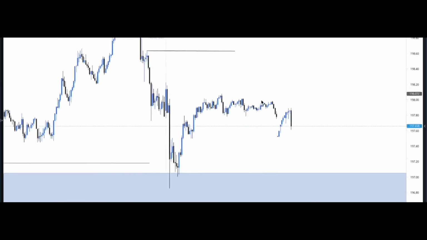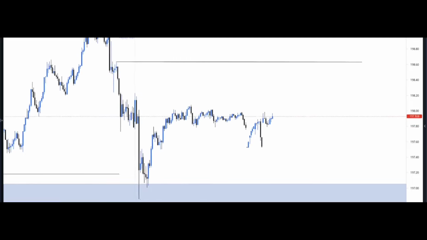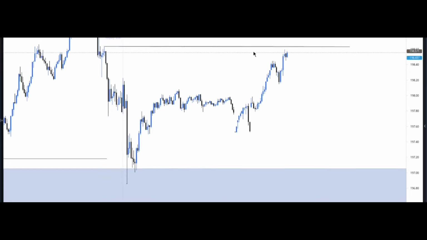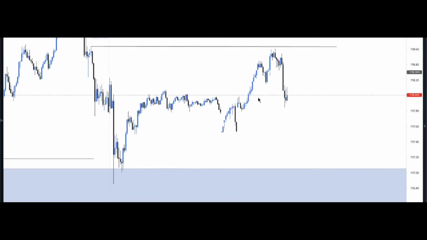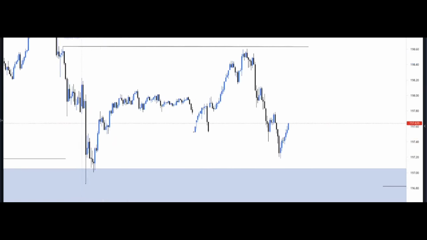We are still waiting for this, our change of character, to be taken out. So let's drag it out. We are still waiting for it to be taken out before we do anything, or price comes down to take out this low out of the two. So price takes out this change of character and then we can take action in the market, or comes to take out this low. Simple.